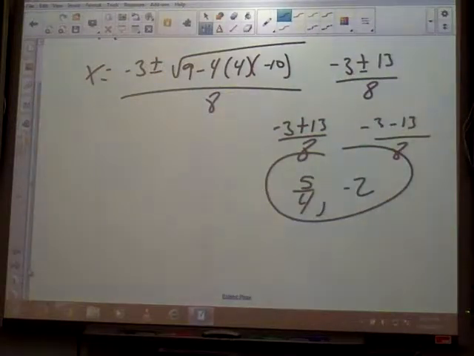So do you want us to put it in a fraction or decimal? I don't care. Either one. I prefer fractions, but it's not wrong if you put 1.25.